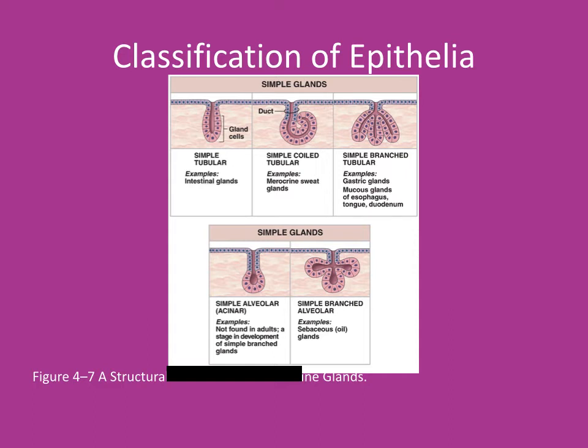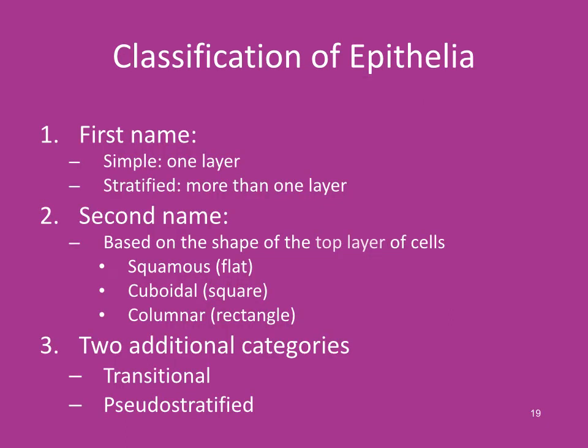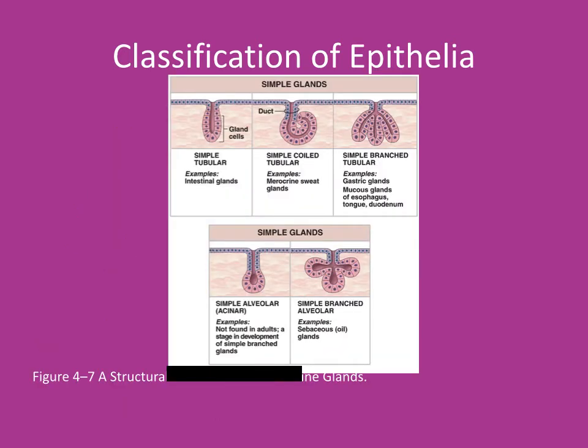Here's a simple tubular gland. Here's a coiled gland. Here's a simple branched tubular gland. Here's a simple alveolar gland. Here's a simple branched alveolar gland. There's all kinds of them, but don't worry about memorizing the difference between them. So the hair follicles are more like coiled ones? Like this. Oh, okay.